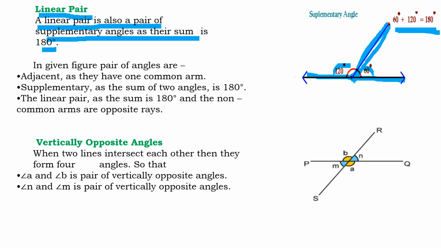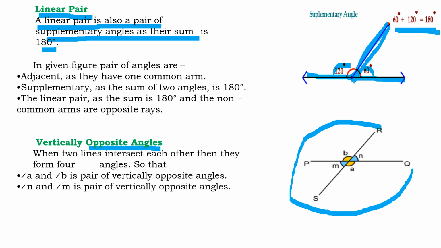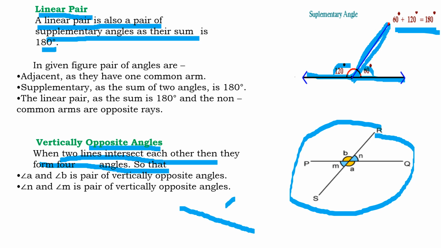Now vertically opposite angles. As the name says, opposite. Please see here a figure is given. Now here you can see and tell which two angles are vertically opposite. M and N are opposite angles and A and B are opposite angles, isn't it? So when two lines intersect each other, they form four angles. So A and B is a pair of vertically opposite angles, and M and N are a pair of vertically opposite angles. Clear? You will only get vertically opposite angles when two lines are intersecting, means when two lines cut each other at a particular point.